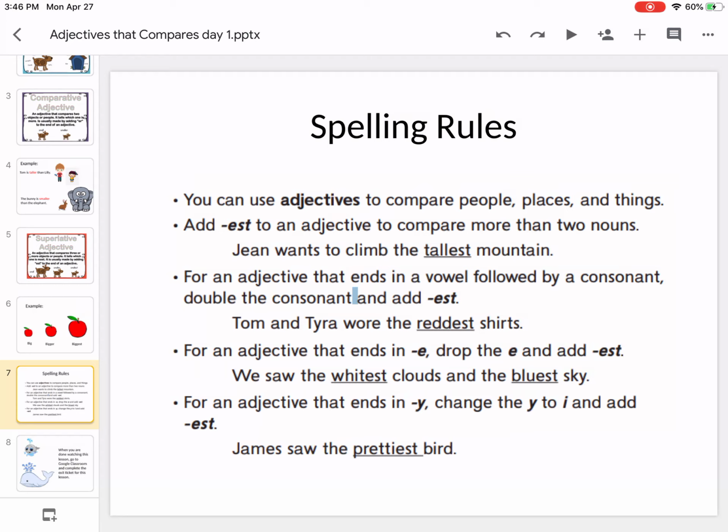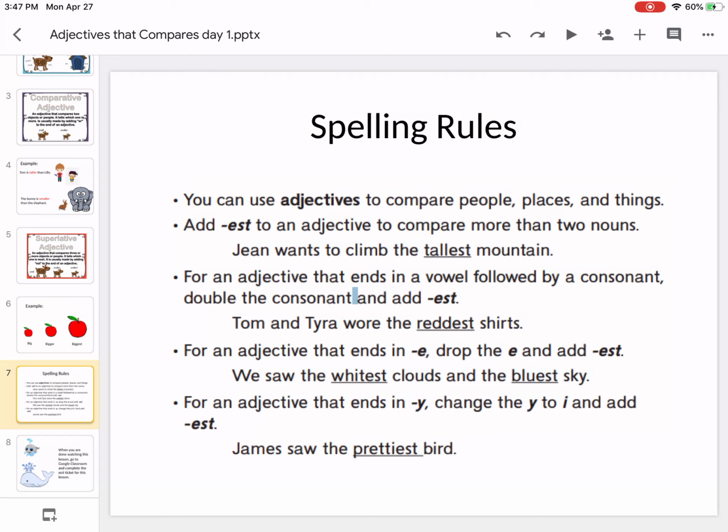For an adjective that ends in a vowel followed by a consonant, double the consonant and add est. Remember, vowels are A, E, I, O, and U. So any other letters are consonants, and you add one more consonant to make the word. So let's take a look at our example. Tom and Taro wore the reddest shirt. So you add an extra D to the word, and then you add est to the end.